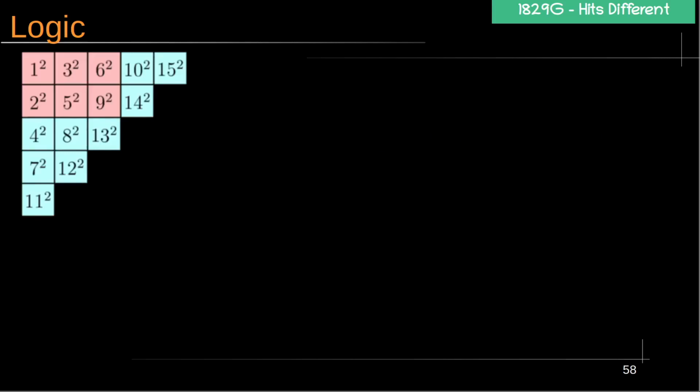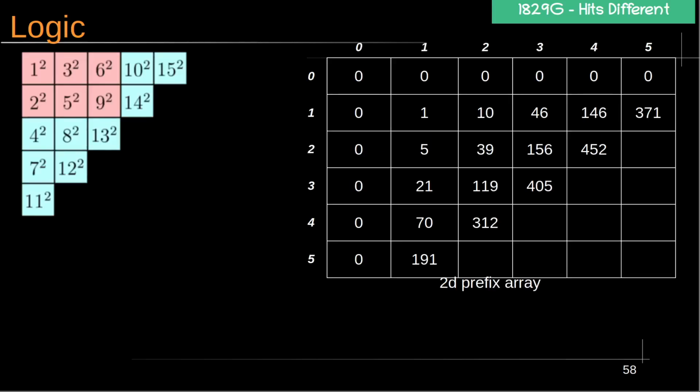The logic: we have this matrix. Let's say that here we have a matrix of size 5 times 5. So the 2D prefix array will be 6 times 6 because we have to add zeros in the first row and then in the first column. Again, guys, if you don't know what a 2D prefix array is, you can see it before continuing with this video. You can find it below in the description and understand how the 2D prefix array works.